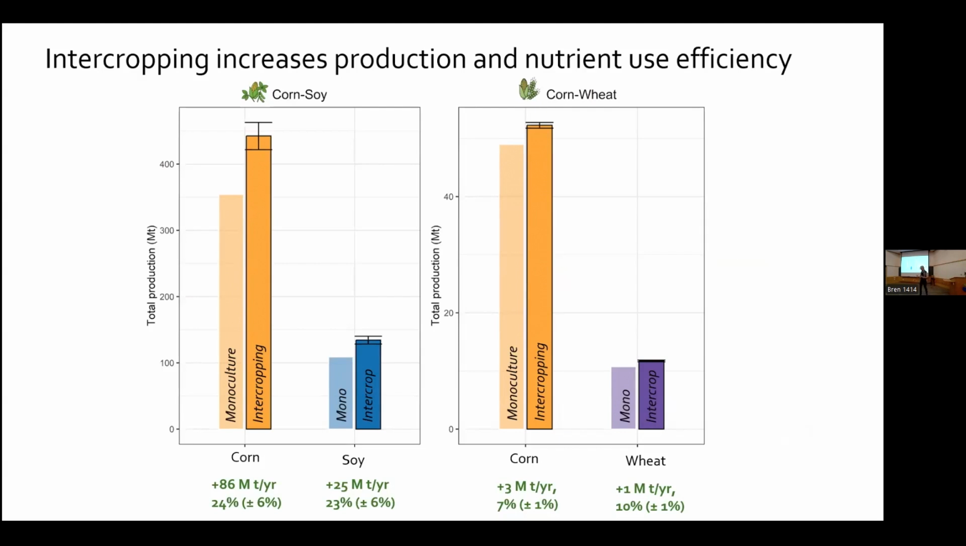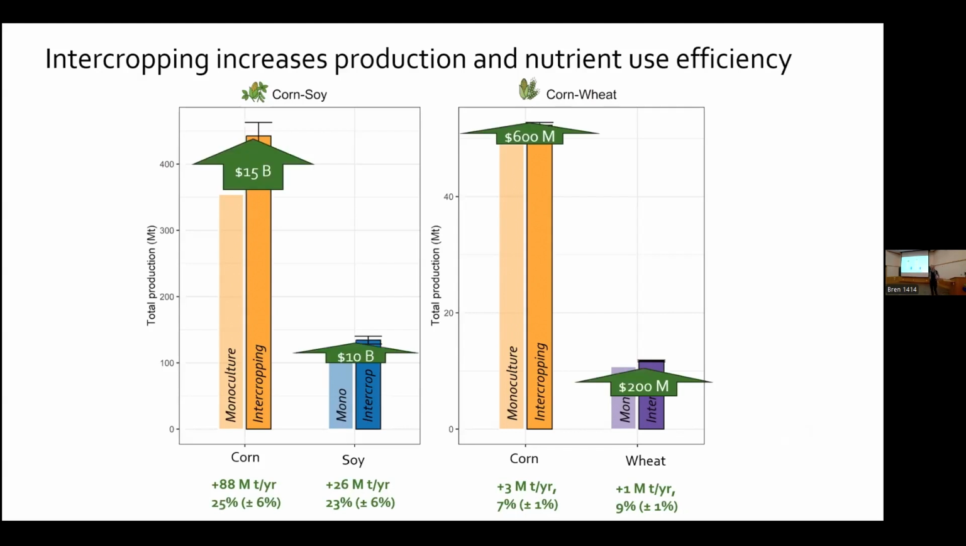Importantly, these production increases are occurring at fixed fertilizer input rates. That means more of the fertilizer that's applied to the field is removed from the field as harvest by the crop. And in turn, this means less remains in the field, either to leach to the groundwater or surface water as a pollutant, or be emitted as a local air pollutant or as a potent greenhouse gas, nitrous oxide. And these increased production levels at fixed fertilizer input rates also mean more revenue for farmers. Using recent crop prices, we find this translates to about $25 billion in increased revenue for corn and soy, and $800 million in increased revenue for corn and wheat production.